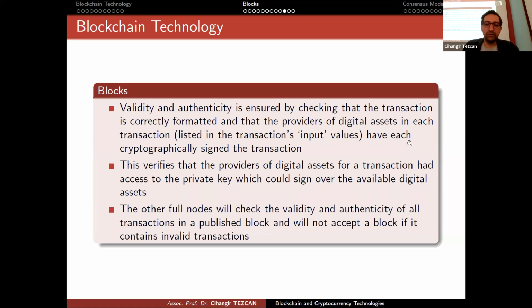The other full nodes will check the validity and authenticity of all transactions in a published block and will not accept a block if it contains invalid transactions. So this is the whole idea.